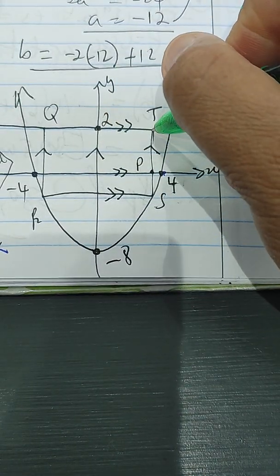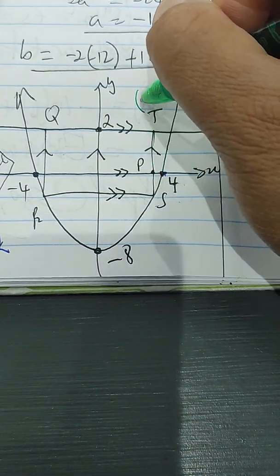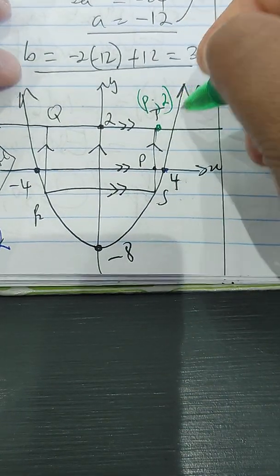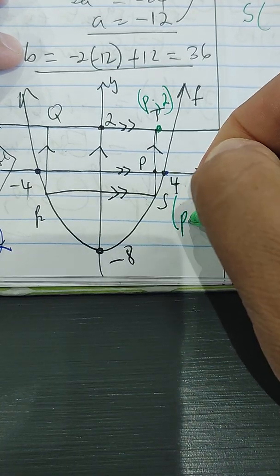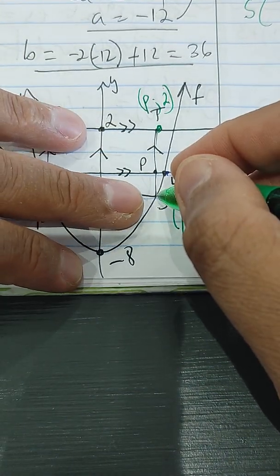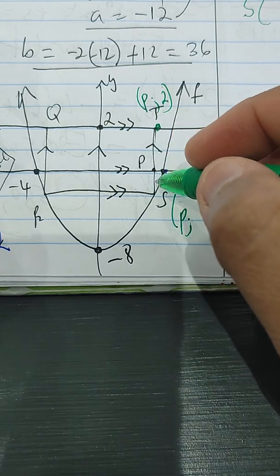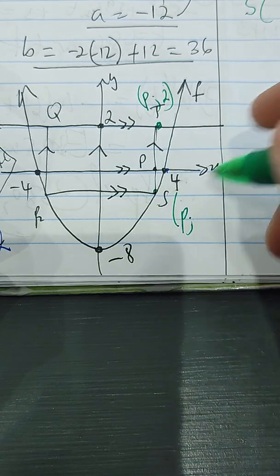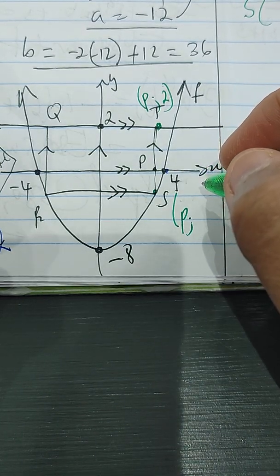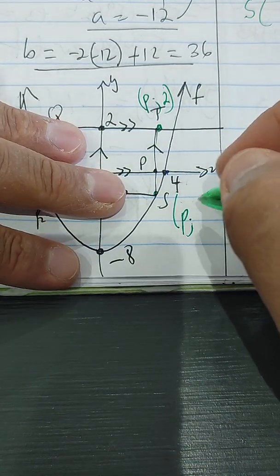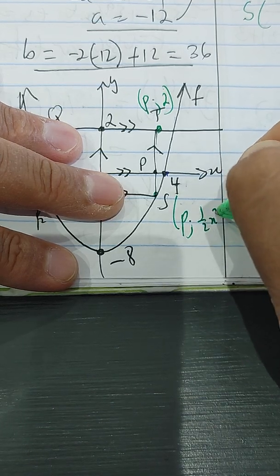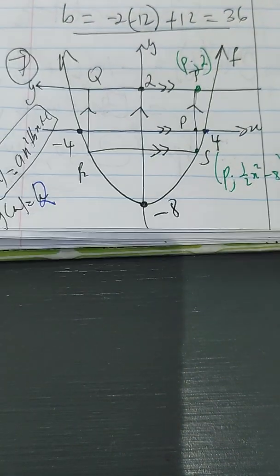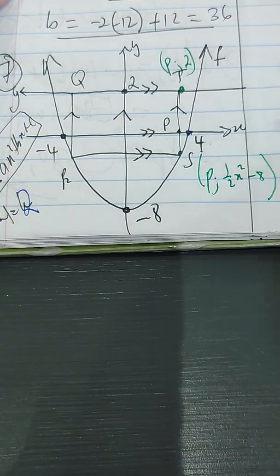So T, as you can see here, is on your x, so it's P and 2, since it's on this line here. S is going to be P and some y value, which we don't have. However, if we substitute this P into the parabola's equation, I'm going to get half x squared minus 8. Does this make sense? Yes, it's positive, so the graph is smiling, and it also cuts at negative 8.